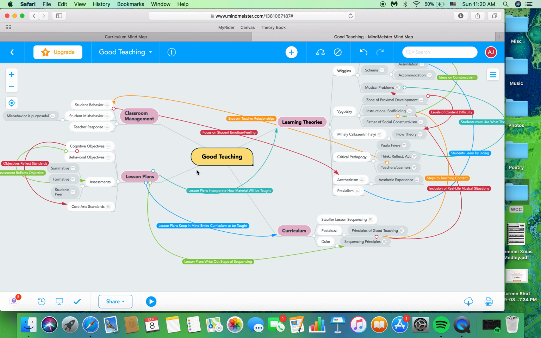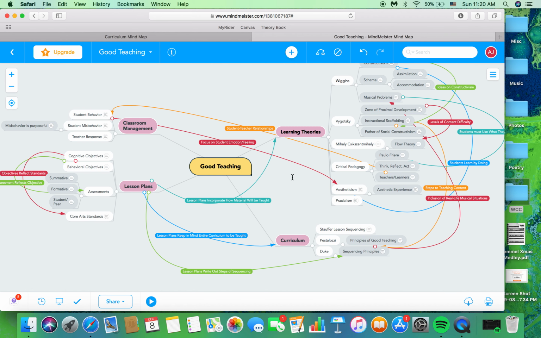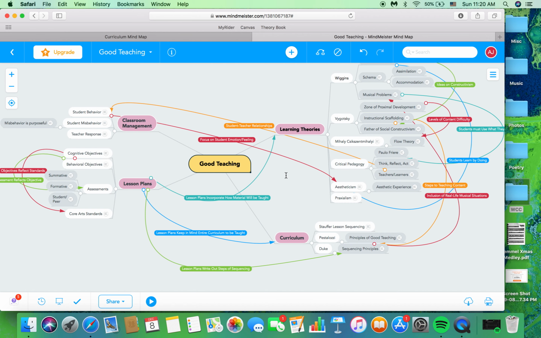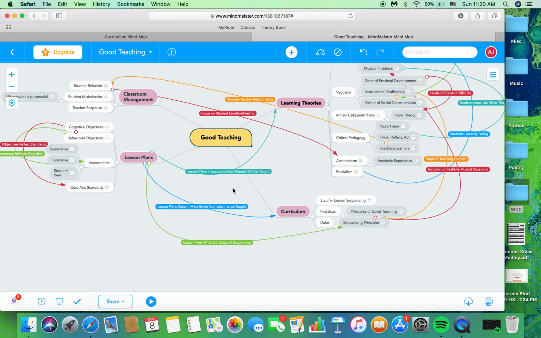Also related are lesson plans and learning theories. This is a big one, a pretty obvious one, but definitely lesson plans will incorporate how material will be taught. So as a teacher, you get to decide what philosophies of learning theories you think are best for your students in your class and what things you like as a teacher. So incorporating them in your lesson plans is just a really obvious way of saying what you like and what you don't like about educational philosophies. So they're definitely related.